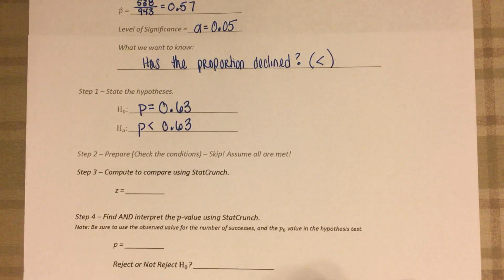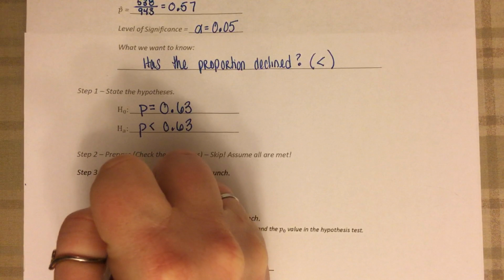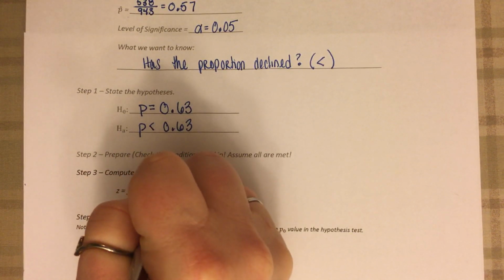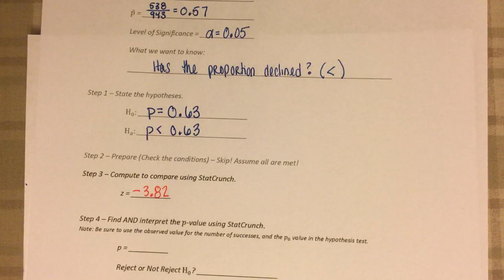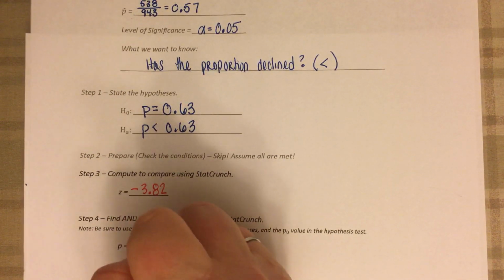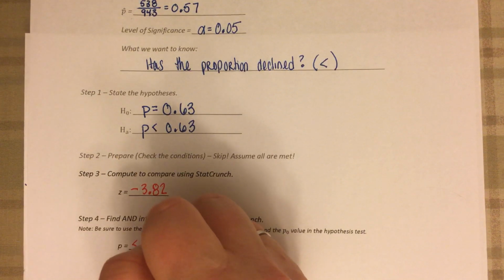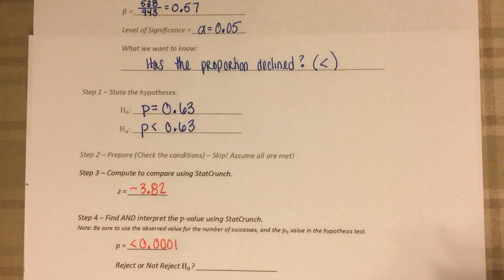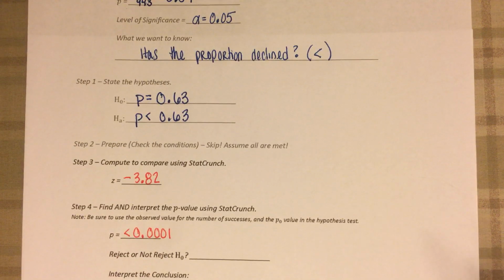Right, so we'll start with our z value. Our z is going to be negative 3.82. Z-scores we almost always round to 2 decimal values, so that's going to be a z-score of negative 3.82. Our p-value that we're looking at, in that box on StatCrunch, in this particular case, it's going to say that p is less than 0.0001. What that means is our p-value is very, very small, very close to 0.